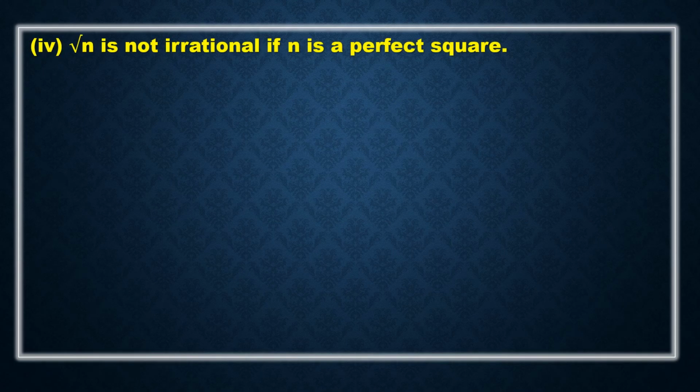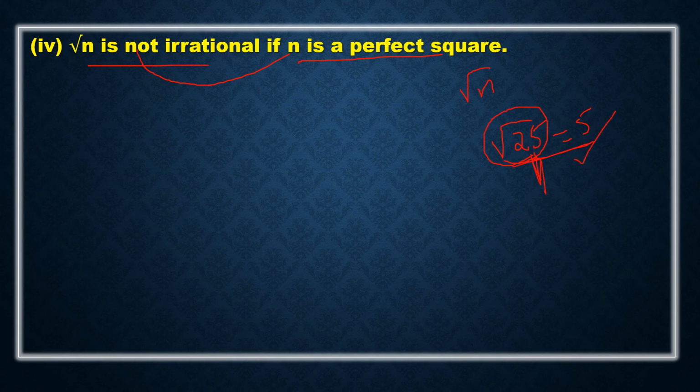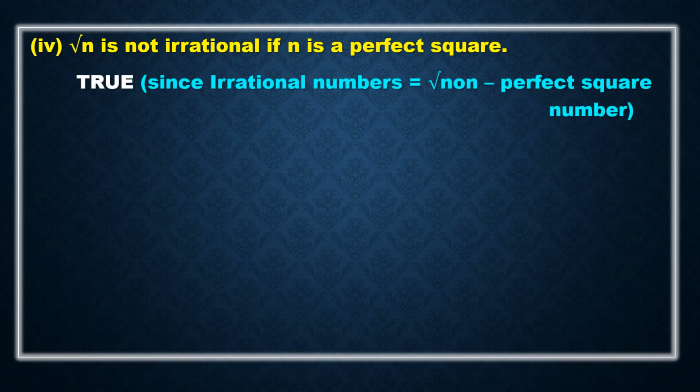So here is your next question. Root n is not irrational if n is a perfect square. Let me take one example: root 25. Perfect square means like this only. 25 is a perfect square. So I took root 25, which is 5. So he is telling that root n is not irrational if n is a perfect square. Yes, it is rational, because the root of a perfect square is rational, right? So it is true.